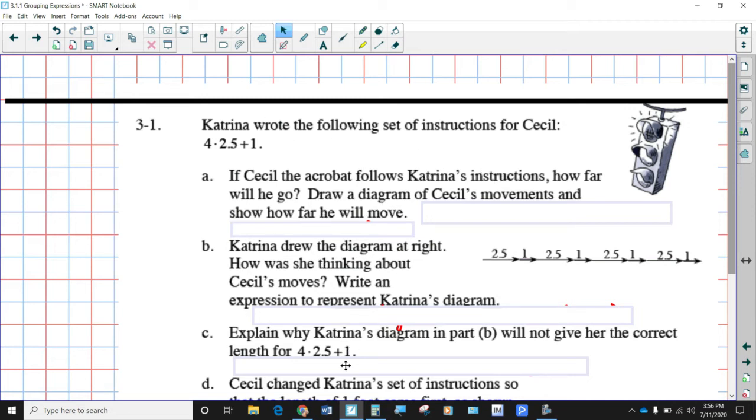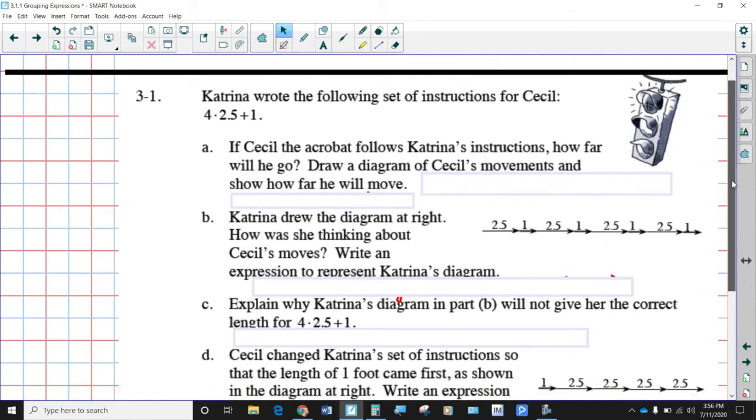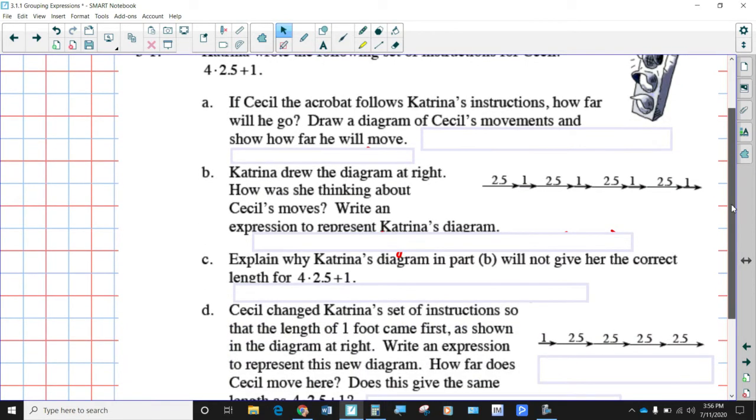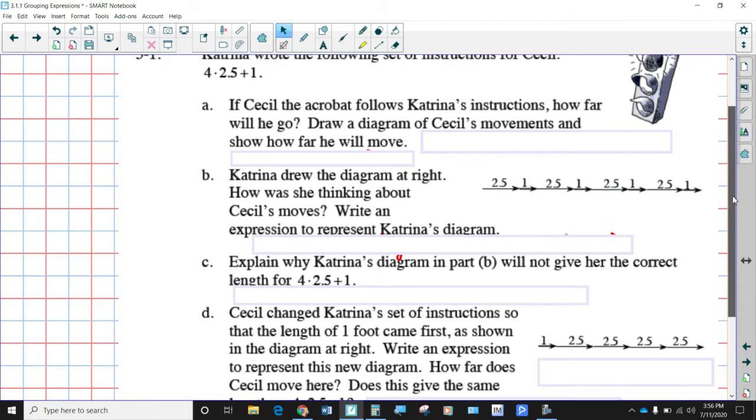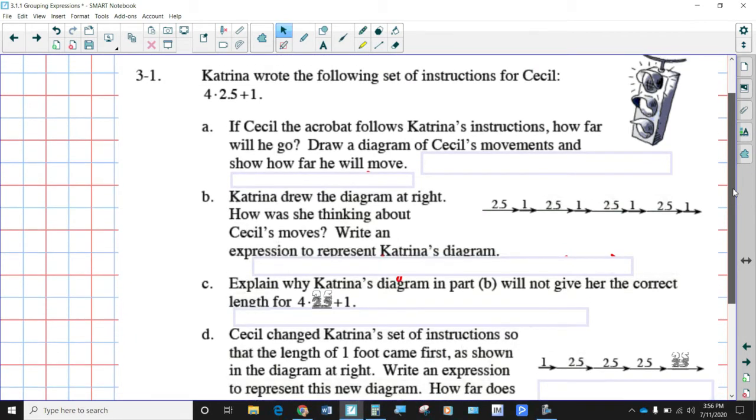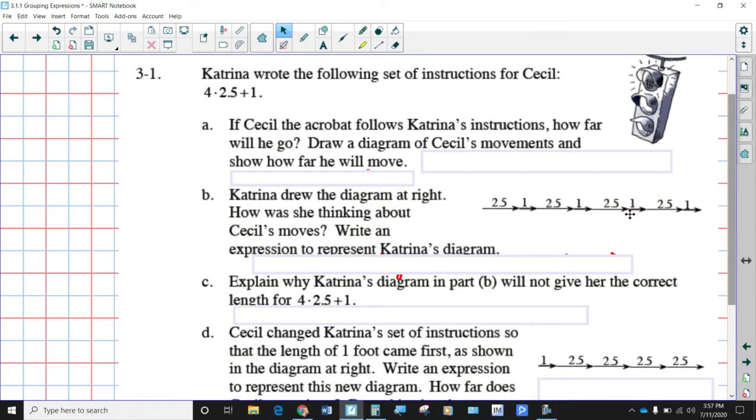I'm going to read through all these directions, and I'm going to ask you to pause and try to figure out every single one of them, and then we'll come back and I will show you my answers. Katrina drew the diagram at the right here. 2.5 plus 1 plus 2.5 plus 1 plus 2.5 plus 1 plus 2.5 plus 1. How was she thinking about Cecil's moves? Write a numerical expression to represent what you think she thought Cecil was supposed to be doing.